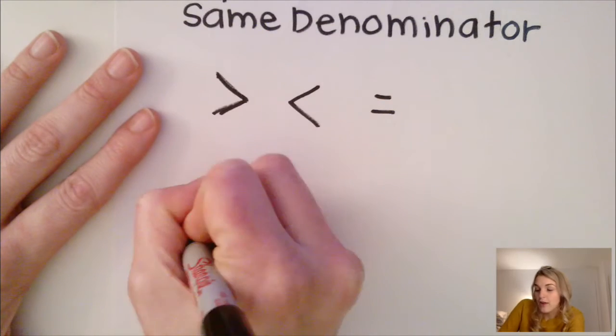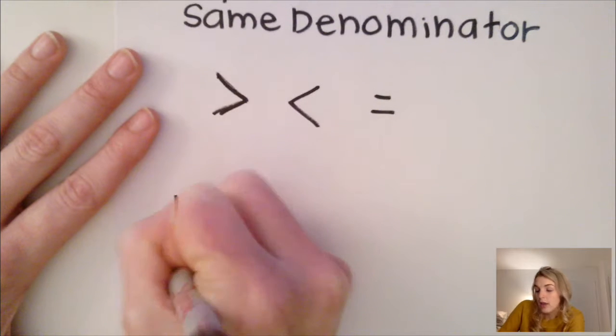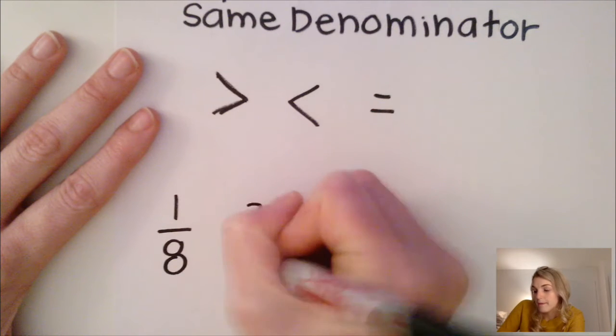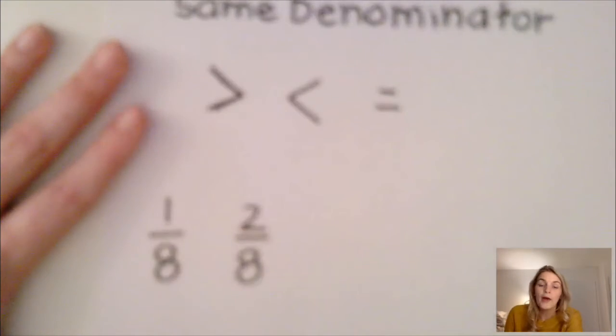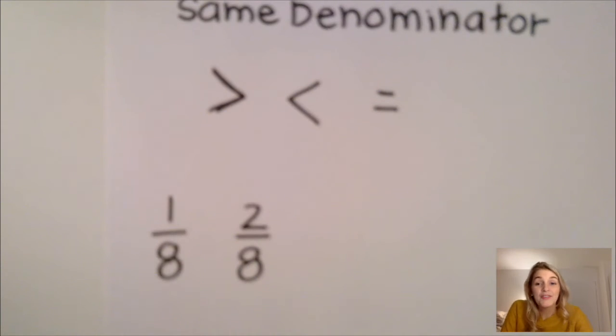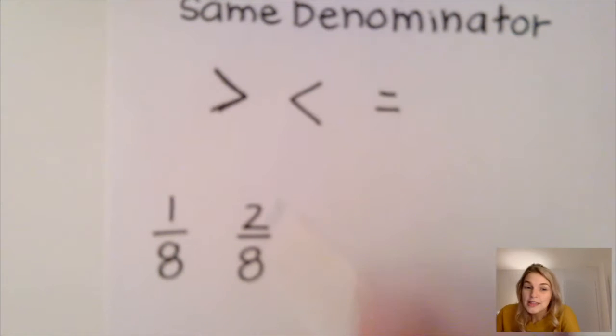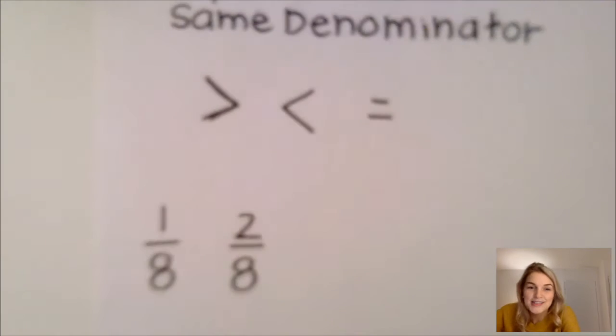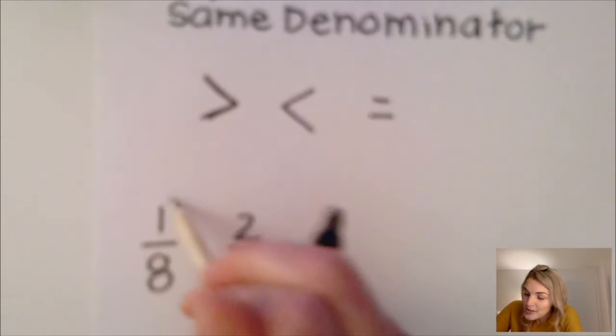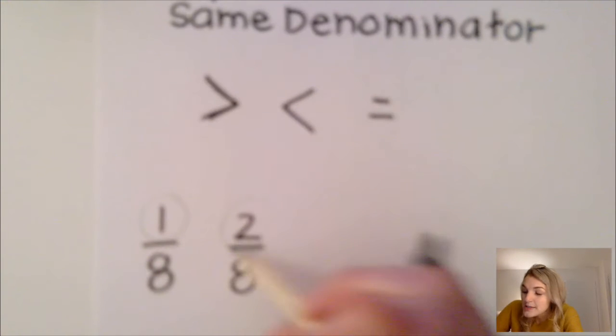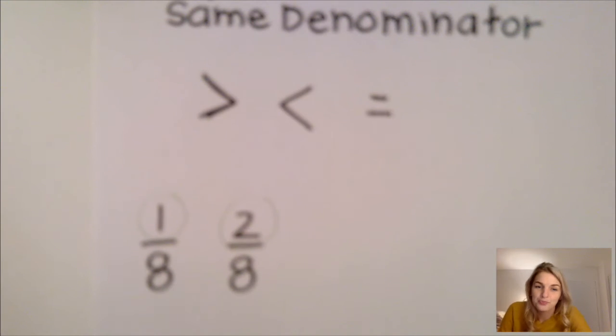So say we have the fraction 1/8 and 2/8. Well, I see that both of these have the same denominator, the number 8. Now, in math and when you're looking at fractions, if you see that the denominator is the same, then what you're really looking at is the numerator. You're looking at the top numbers. So if the bottom's the same, we're going to look at the top.